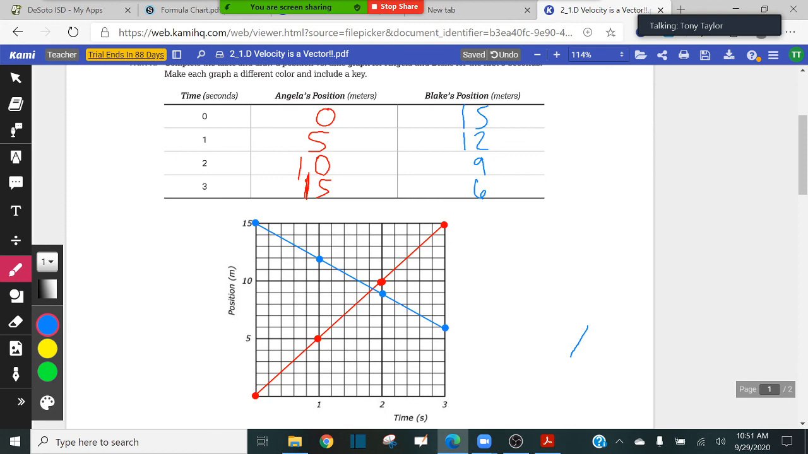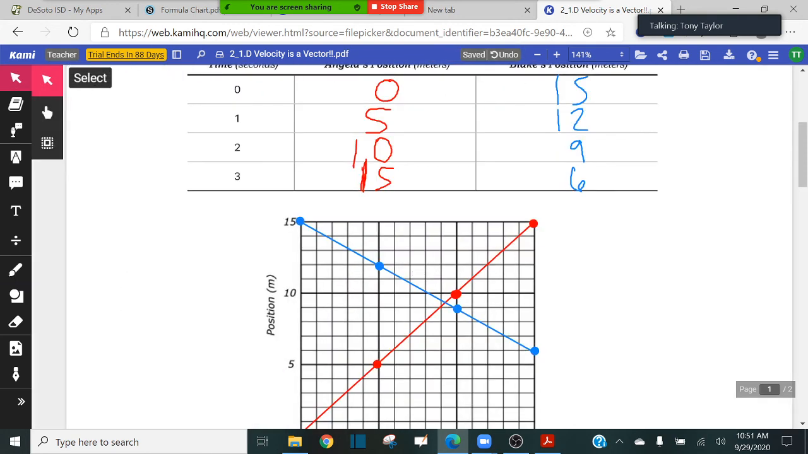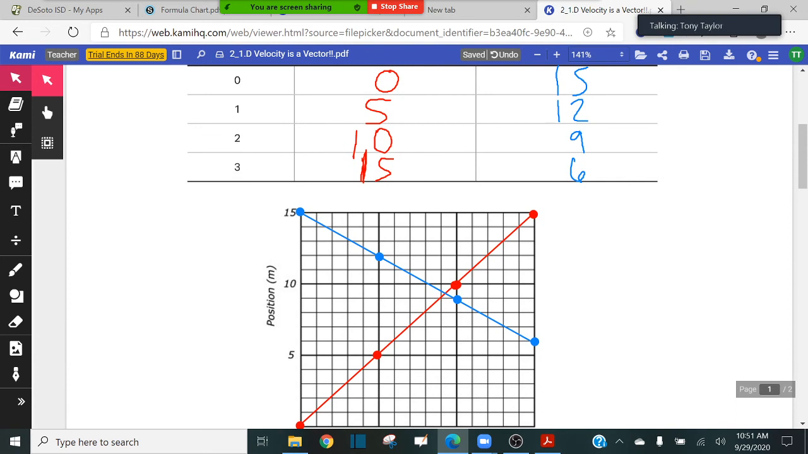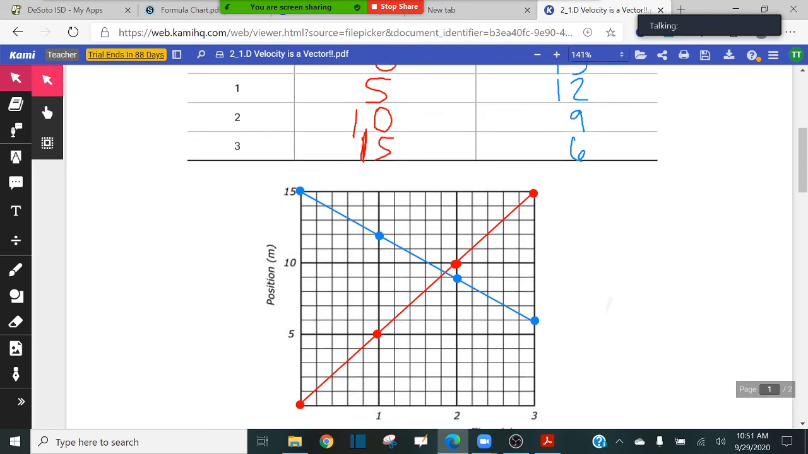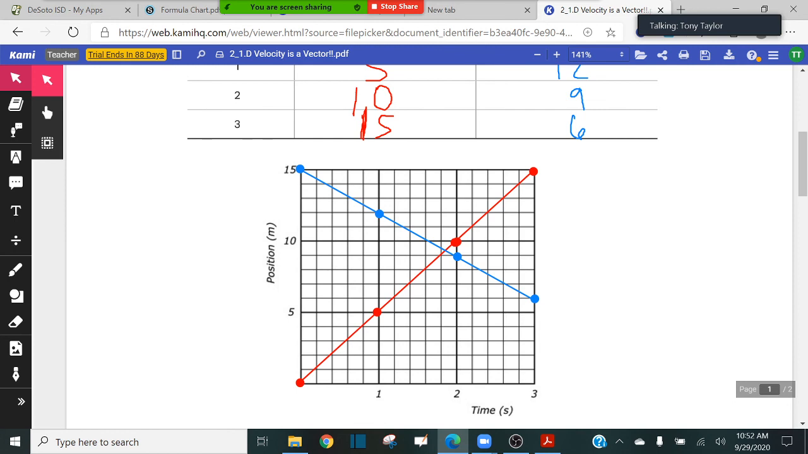Okay, so with that said, what do you guys notice? What is different about their slopes? If you notice, Angela was moving toward the right, so her slope was positive, but Blake was moving toward the left, so his slope was negative. That's another important thing you need to know from a position time graph. For objects moving in the positive direction, the slope is going to appear to go uphill. For objects moving in the negative direction, the slope is going to appear to go downhill. So that's one important thing you guys know about position time graphs.